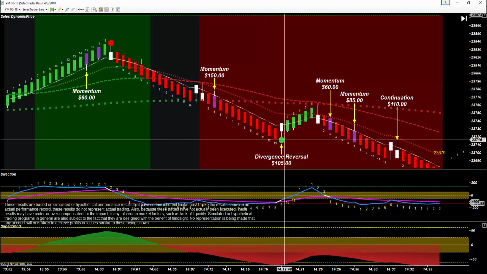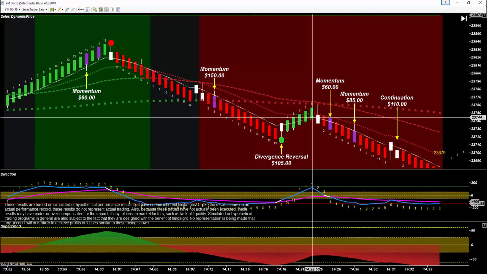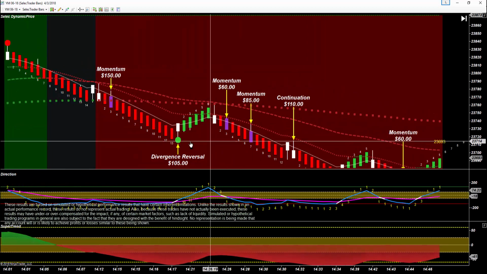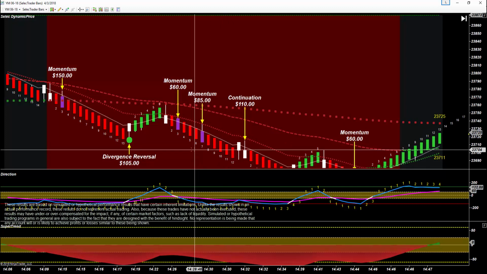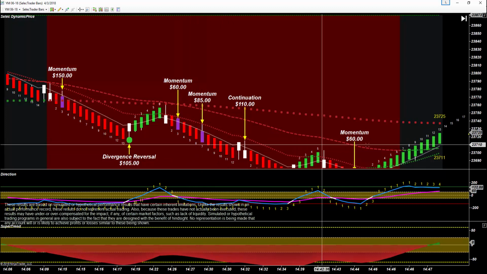Then we have a divergence reversal long that grabs 5 extra ticks by trailing at the low of bar 6. Then we have back-to-back momentums in a single run. The first one was for profit target, and the second one grabbing a couple extra ticks.